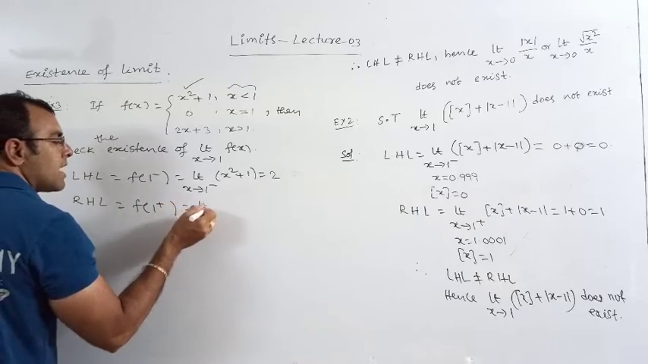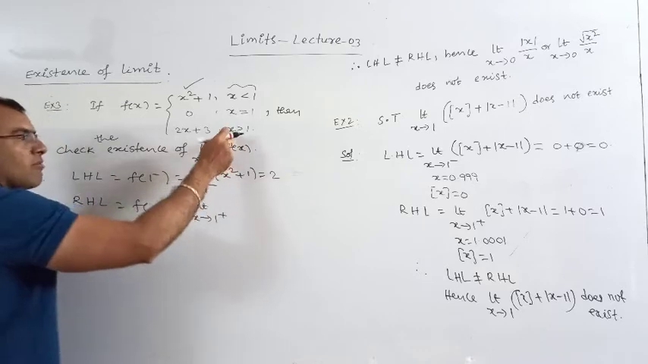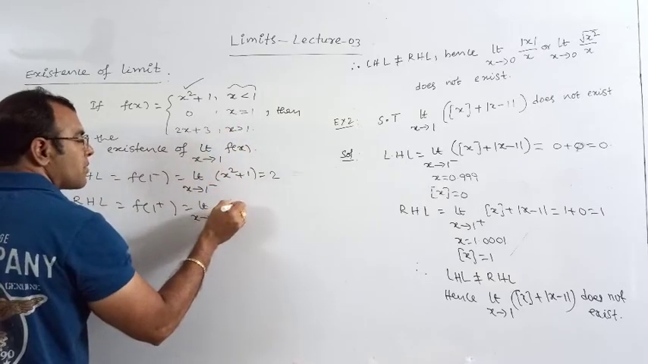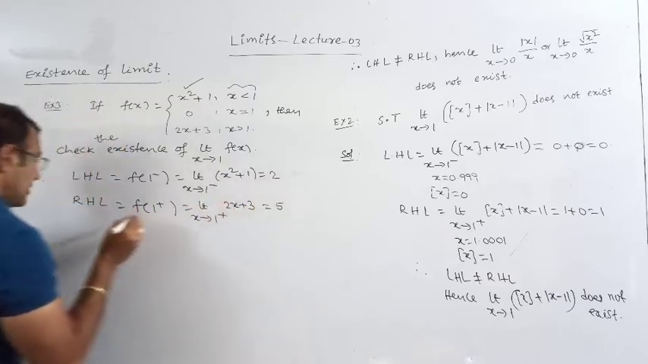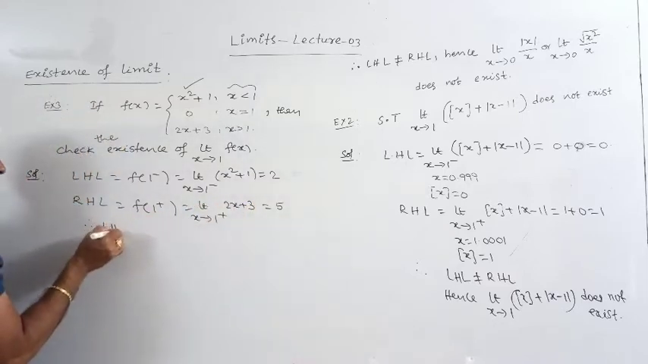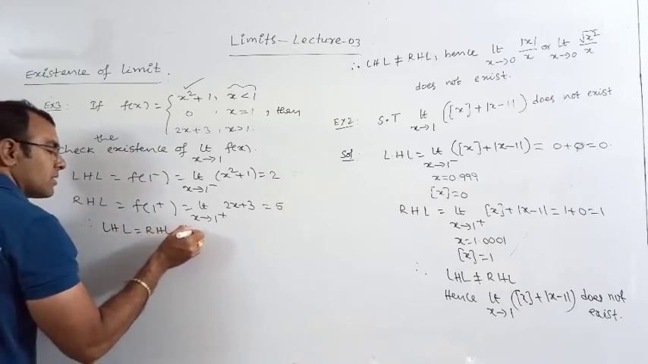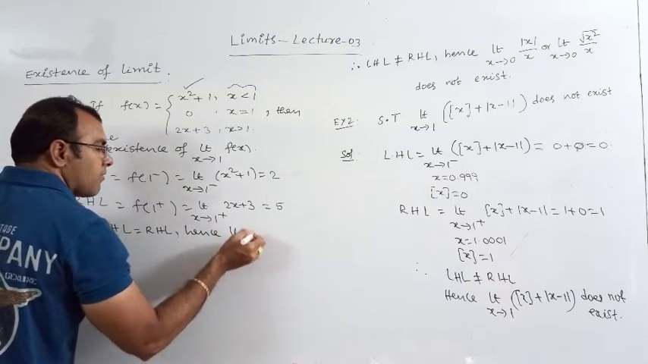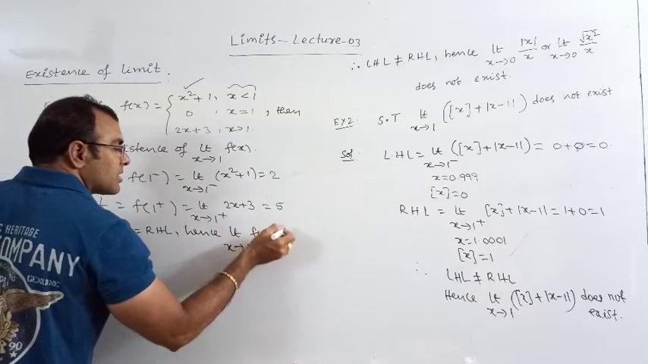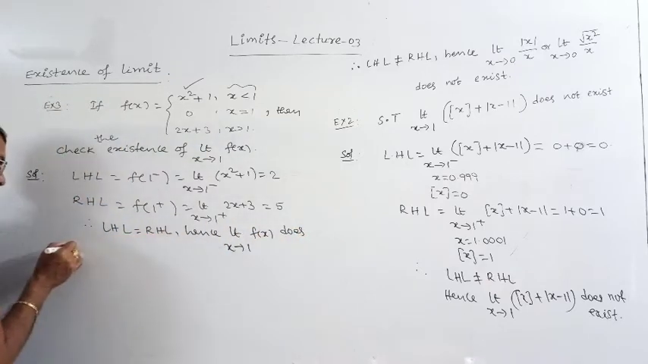Similarly, RHL equals f of 1 plus. You have to take limit x tends to 1 plus, meaning x is more than 1. Then you take 2x plus 3. You will get 5. So therefore, LHL is not equal to RHL. Hence, limit x tends to 1 of f of x does not exist. Does not exist.